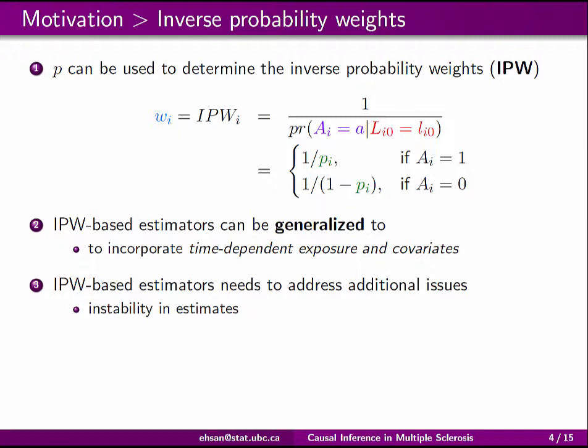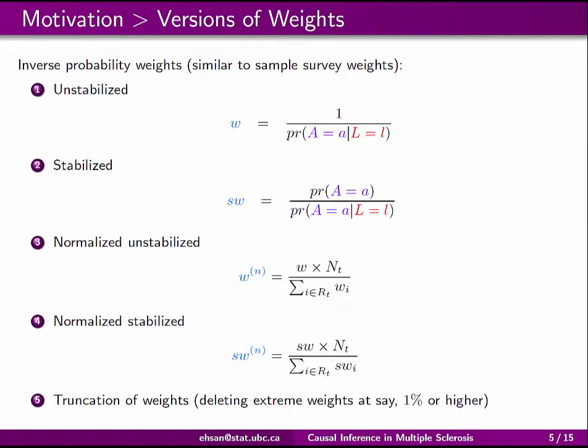Propensity score and inverse probability weights are functionally related. However, inverse probability weights can be generalized to incorporate time-dependent covariates. Sometimes such estimators are unstable. Therefore, various versions of weights are introduced to gain stability. As in the sample survey weights, these weights can be stabilized, normalized, and truncated based on specified percentiles.